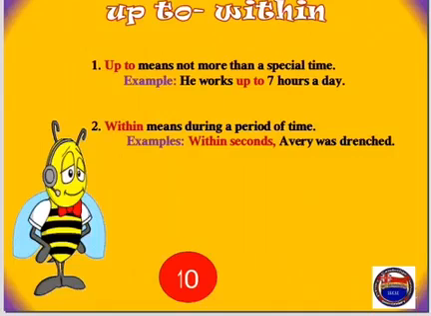We will talk now about up to and within. Up to means not more than a special time. For instance, he works up to 7 hours a day. Within means during a period of time. It expresses that some stated time or less will pass before something happens. An example sentence, within seconds, Avery was drenched.